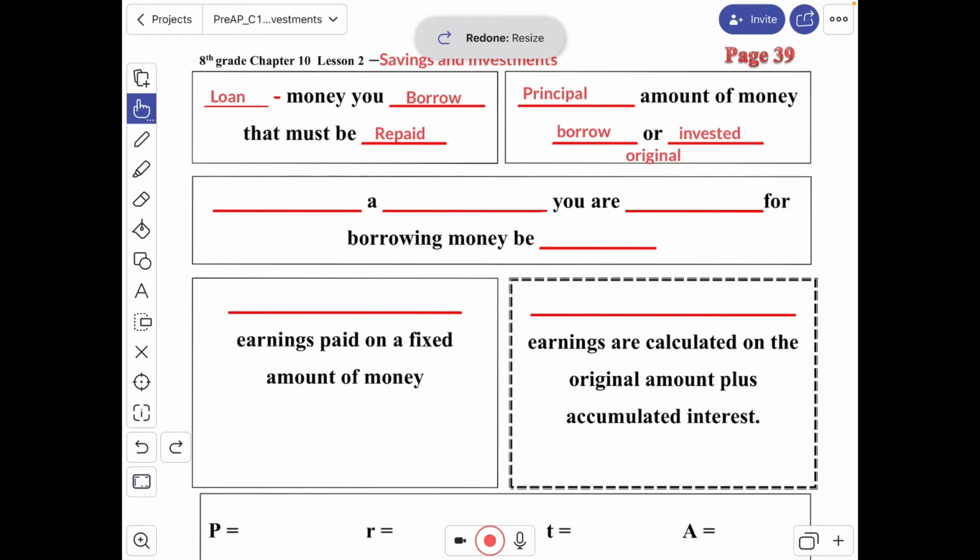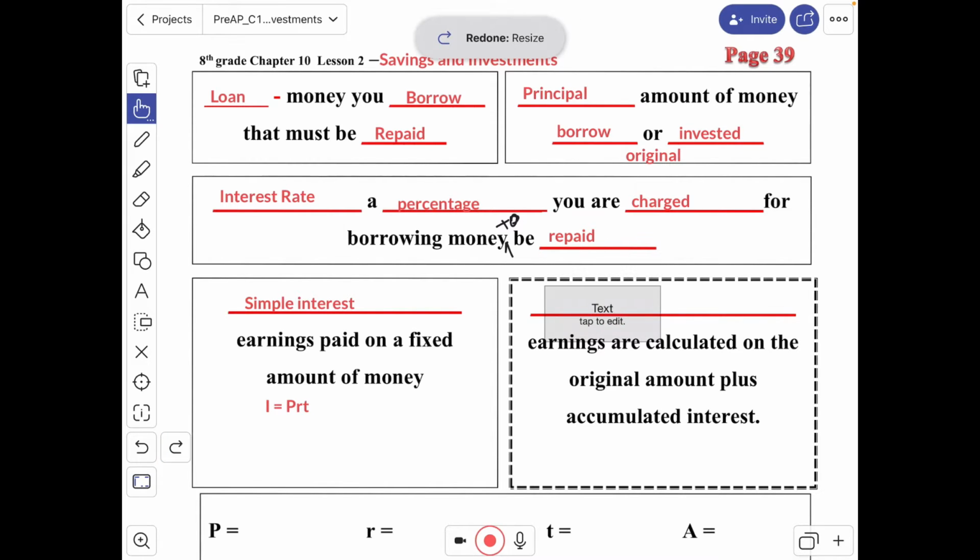And all of these depend on an interest rate, which is a percentage you are charged for borrowing the money, which must be repaid. And way before Christmas, we talked about simple interest. And we used the formula I equals PRT.